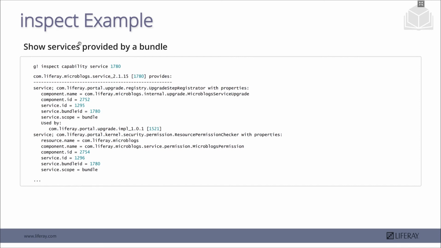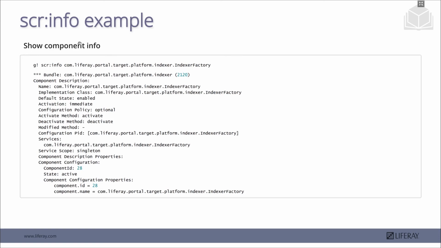Okay, another cool command, scrinfo. This allows us to take a look at the information of a specific component. So here, scrinfo for the indexer factory shows us all of the details of that component as well as some of its properties. And you can also check the state of the component as well. Probably one of the more important things that we'll be looking for when using scrinfo. All right, let's keep on going.